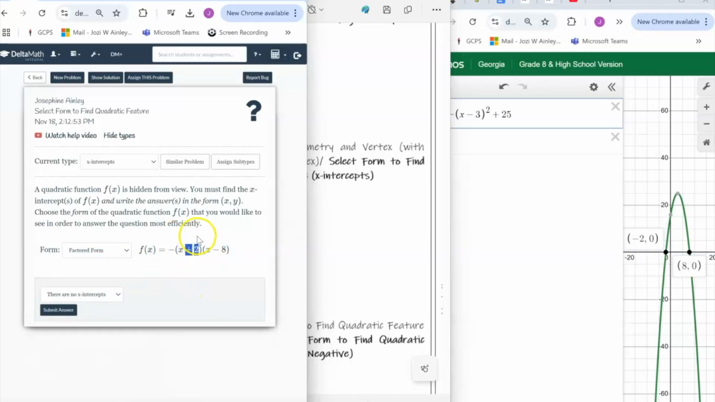You take the opposite of the parentheses. So it's going to be negative 2, which you can see is negative 2 right there. And this is going to change from negative 8 to what? Positive 8. So you can do this with and without a calculator, just depending on what they give you.